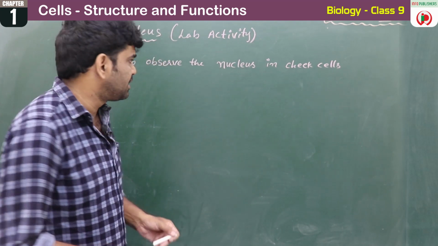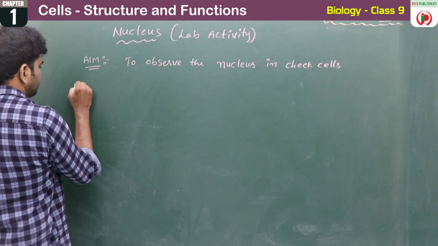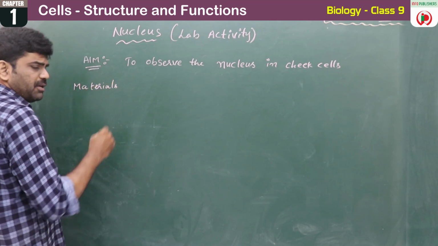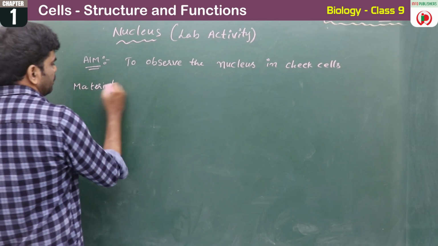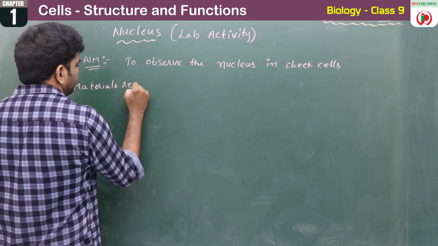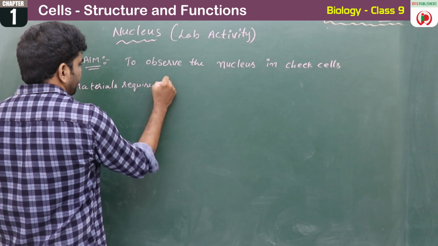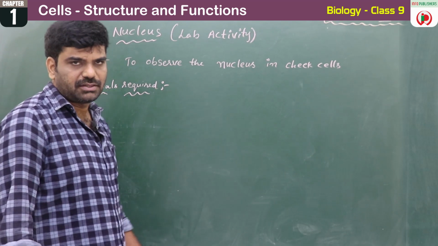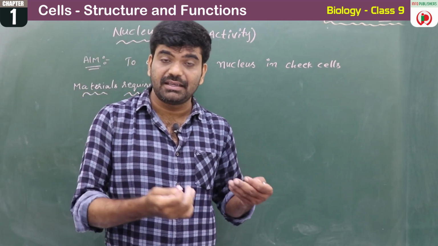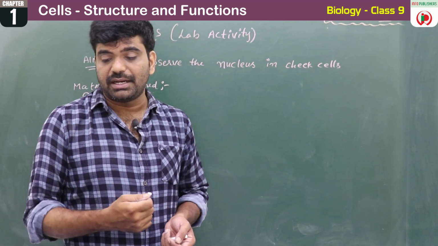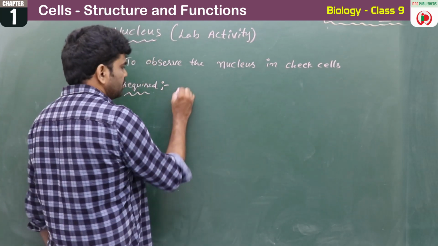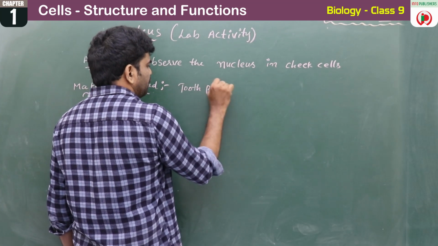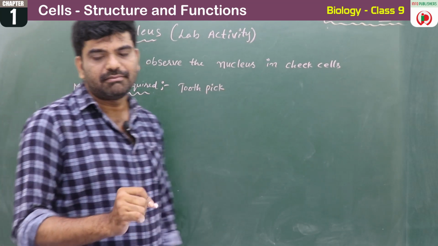So what are the materials that are required? This is the second step: materials and apparatus. See, if you want to write any experiment, you have to follow certain rules. So here, materials required. What are the materials that are required? That means what are the materials we will take in that experiment. First one, a toothpick. You know toothpick very well, yes or no children?